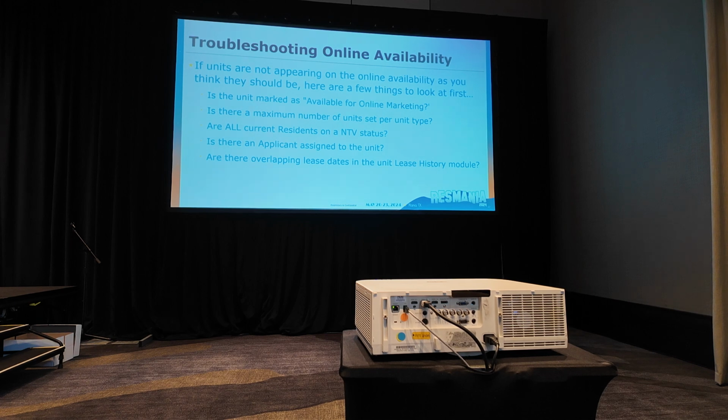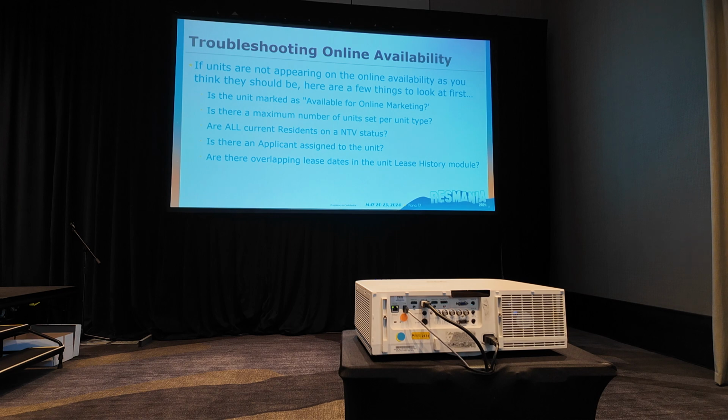All right. Troubleshooting our online availability. Why can't I see units that I think I should be able to see? First couple of things we need to look at. Is the unit marked as available for online marketing, yes or no? Do we have that maximum number of units set per unit type? And maybe we think that we should see 6 units, but we're only seeing 2. Maybe we've got that 2-unit limit.